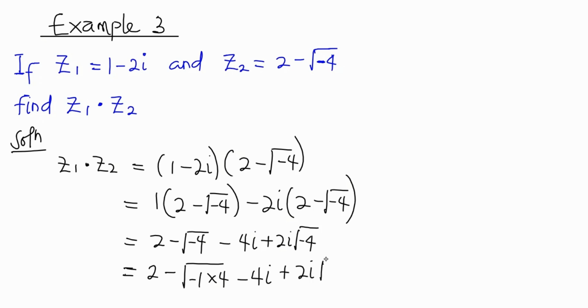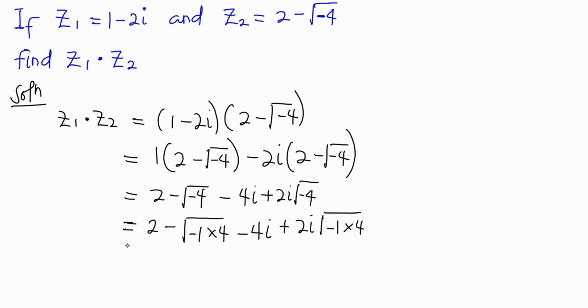And the same thing also applies at this side. So negative 1 times 4. Now once we have this, we can also reduce it and say 2 minus square root of negative 1 times square root of 4 minus 4i plus 2i square root of negative 1 times square root of 4.